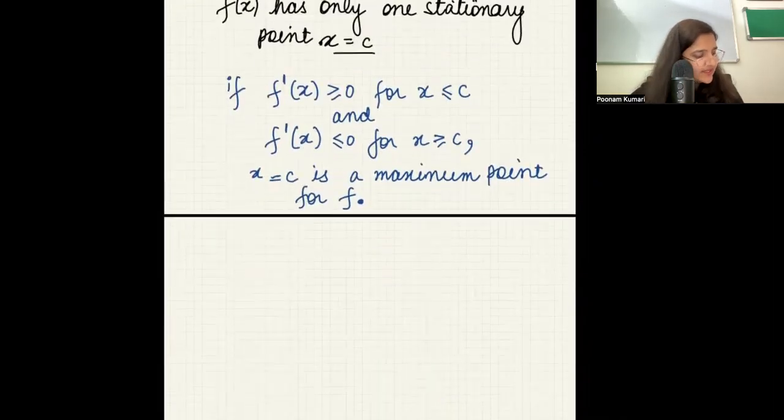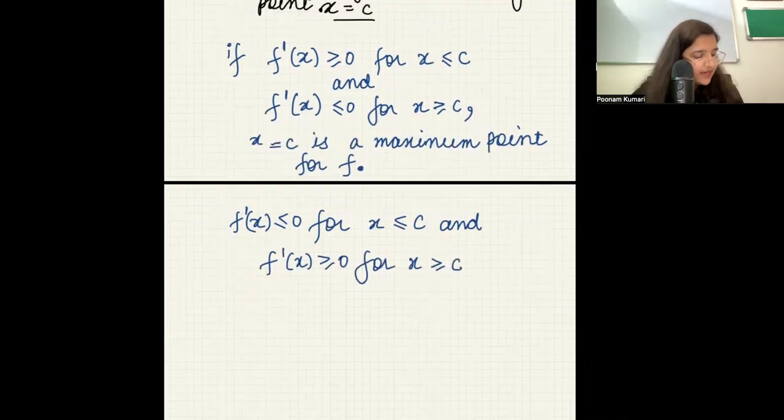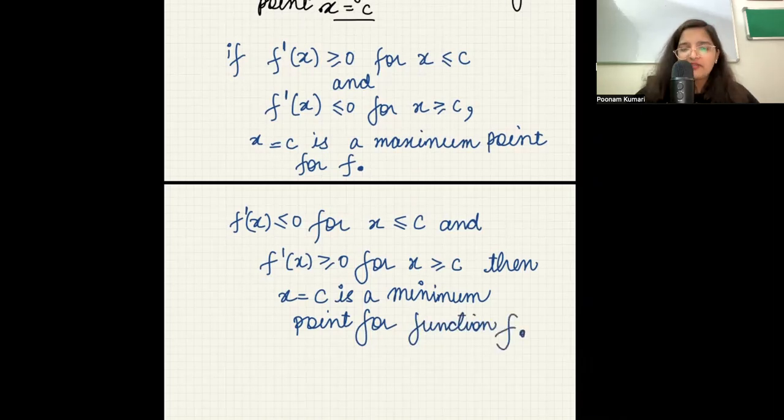Similarly, I can say that if f prime x is less than or equal to 0 for x to the left of C, and your f prime x is greater than or equal to 0 for x greater than or equal to c, so basically to the right of point c, then what can I say? Then I can say that x equals c is actually a minimum point for your function f. Right? So this was a minimum point for your function f.